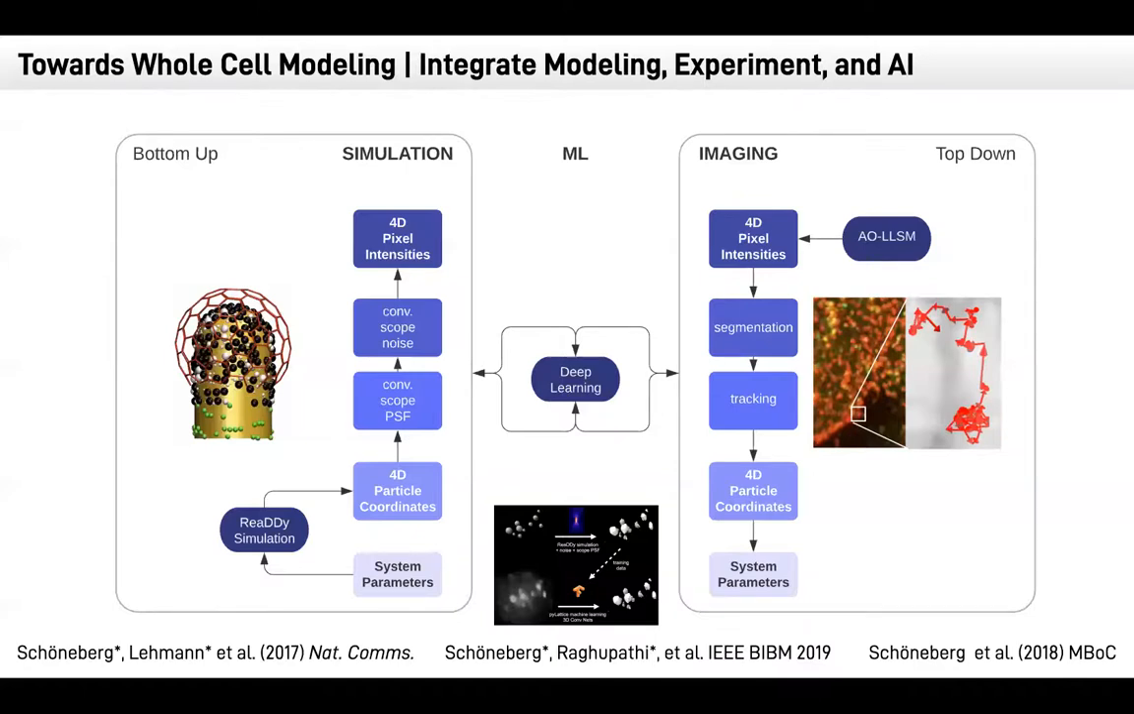So that is essentially the bottom-up simulations, creating essentially artificial microscope data sets, for example. The top-down imaging, you create system parameters by essentially segmenting, tracking, and getting particle coordinates. You can get the system parameters that you can then feed back into your simulations and have this nice feedback loop to correct yourself and see if your models make sense, or if your biology makes sense, to really learn something about the cell biology.